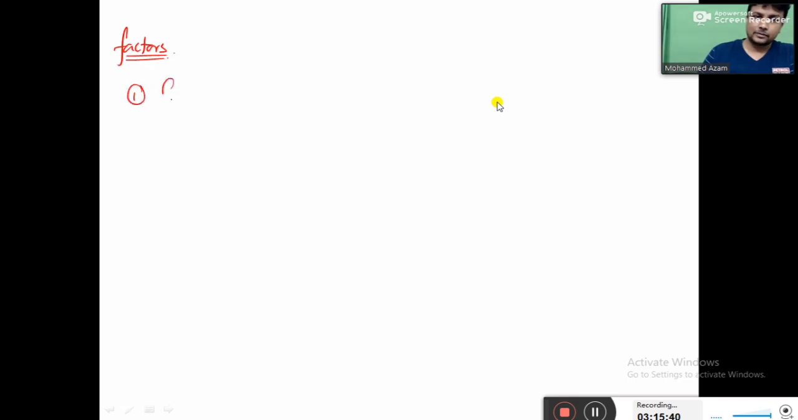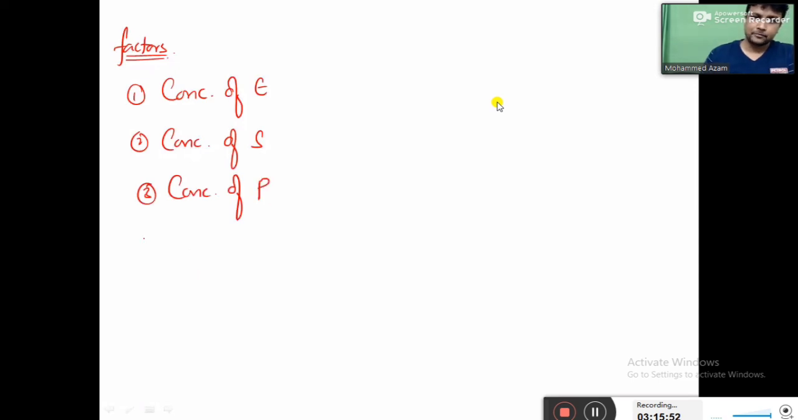Number one factor affecting the enzyme is the concentration of enzyme, number two is the concentration of substrate, number three is the concentration of product, number four is the temperature, and number five is the pH. These are the five factors we need to learn which affect the velocity of the reaction.